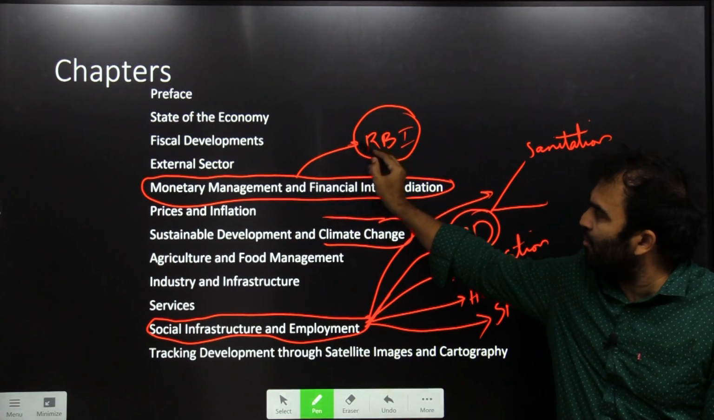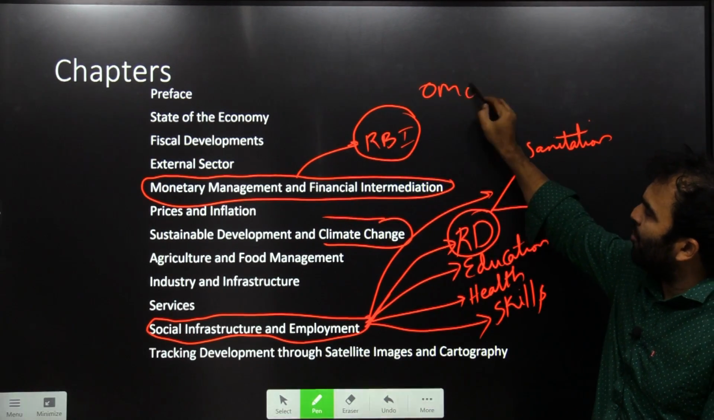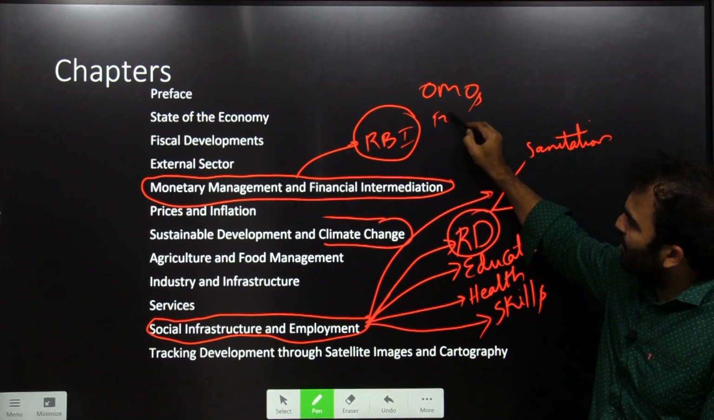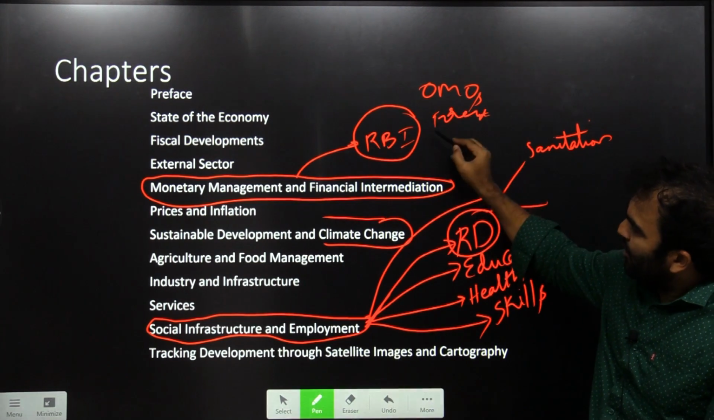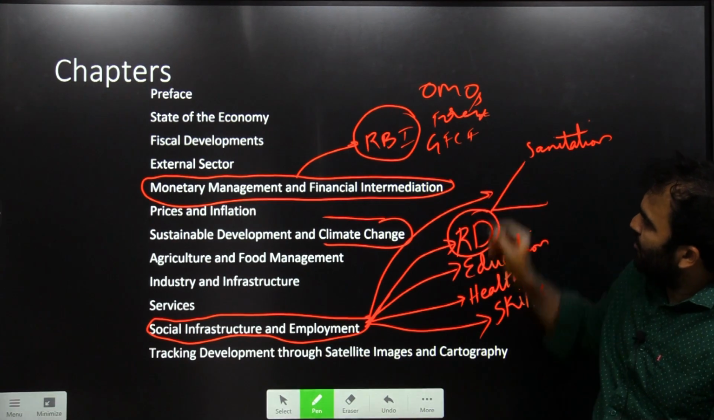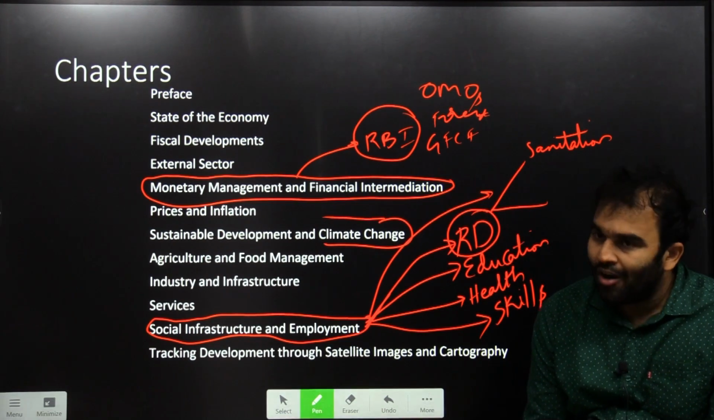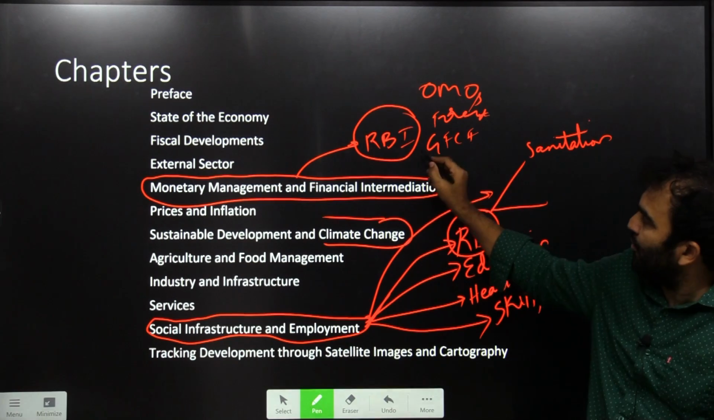For example, in monetary management, you will be talking about open market operations, forex reserves, gross fixed capital formation. So how is money being used? All those things are part of this.